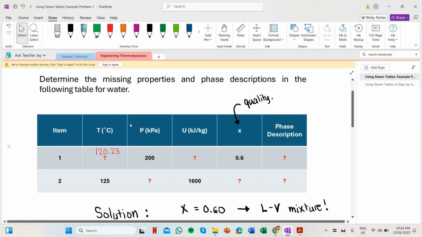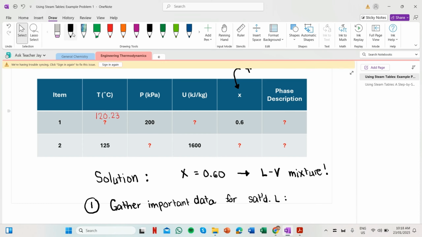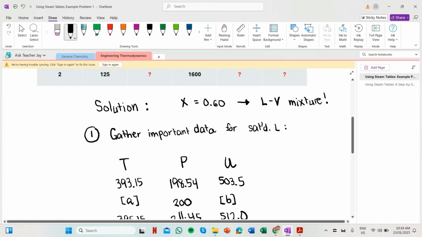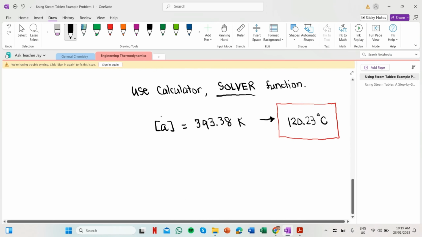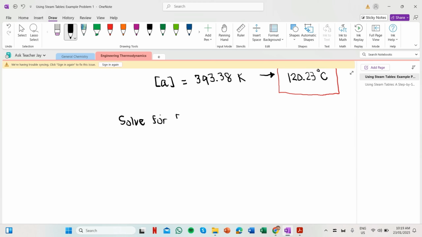120.23. All right. So the next thing that we're going to get is the internal energy data for the saturated liquid. So we are still on the saturated liquid data, please take note of that. We're still not done yet. So I'm going to do the same thing, but this time I'll be solving for B. Solve for B.